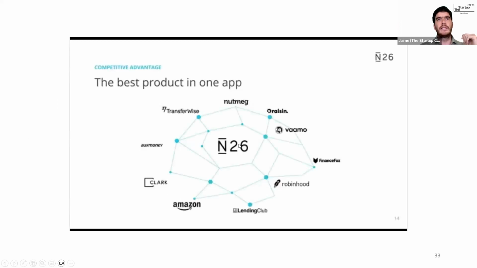This is, for example, N26, which maybe many of you know, a fintech, smart banking company. They claim that they have everything their competitors can do together. This is a pretty strong way. It is neither a matrix nor two axes, but I think it's a pretty strong message.